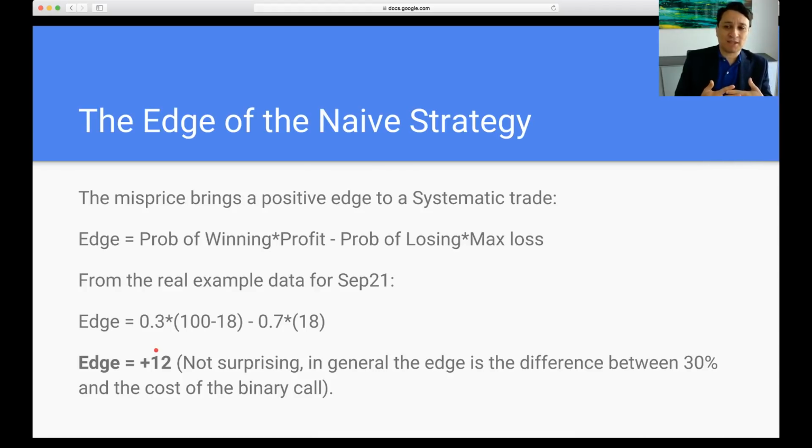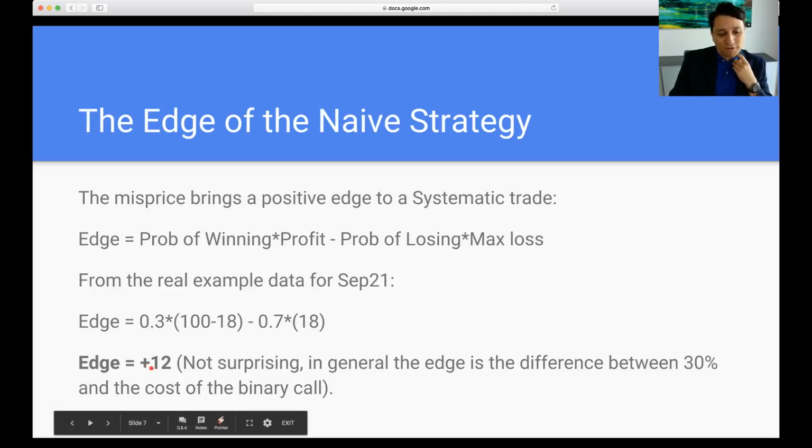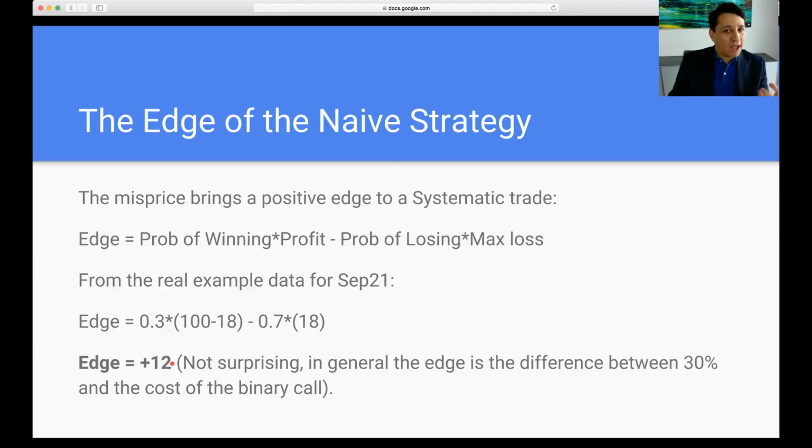Positive edge means that if we do this trade over and over and over, we are going to win sometimes, we are going to lose other times, but at the end of the day, we are going to accumulate positive profit. That's interesting. This is really an interesting mispricing in the market that can be exploited and that we actually exploit. So right there, that's a naive strategy.